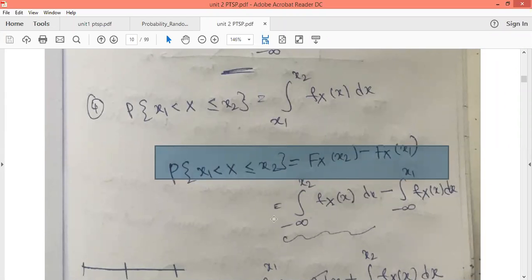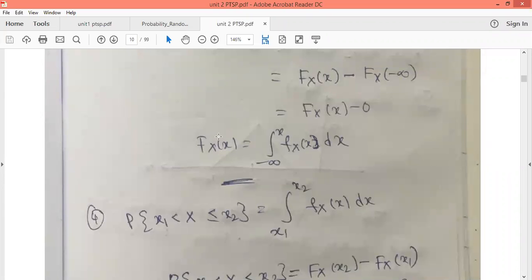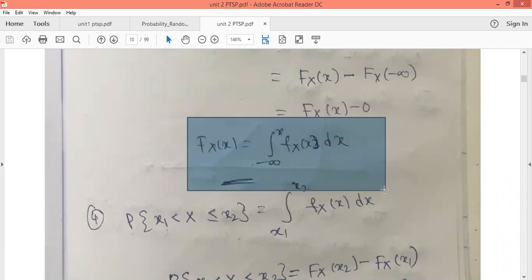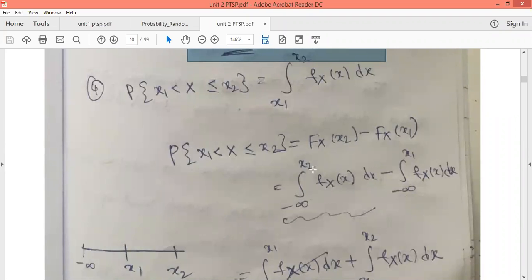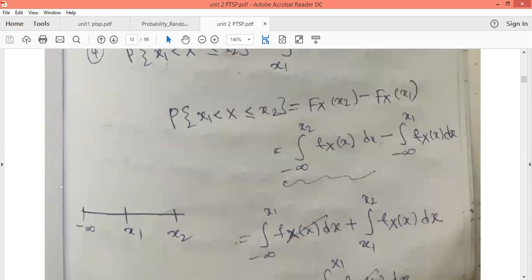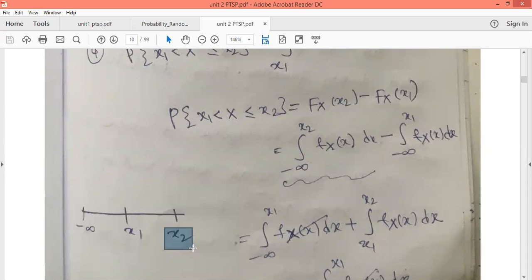Okay, so from this we get the integral. So what is FX(x2)? Here just now we have discussed, FX(x2) will be equal to the integral from minus infinity to x2 of small fX(x) dx. So it is the integral from minus infinity to x2 of fX(x) dx minus the integral from minus infinity to x1 of fX(x) dx. Okay, now if you observe this figure, we know that x1 value will be always less than x2, no?